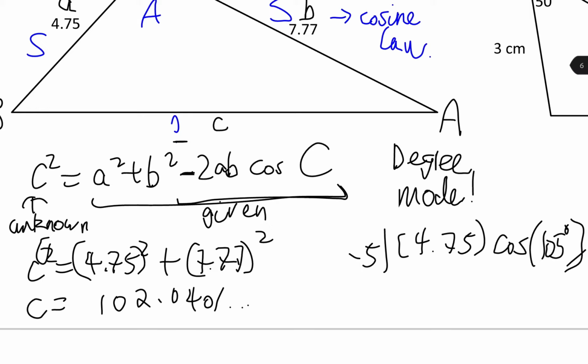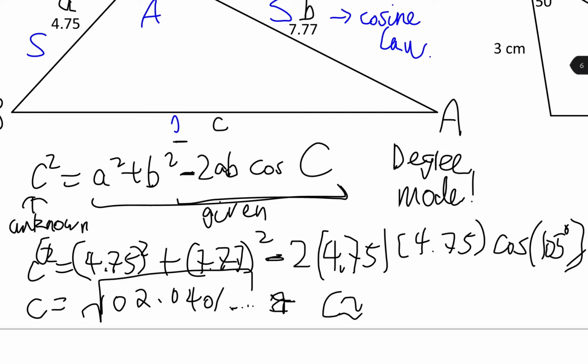A squared minus 2 times 4.75, square root, which is about, C is approximately 10.1 to 3 sig digs, and we find our answer, which is approximately 10.1. Okay, which is approximately 10.1.